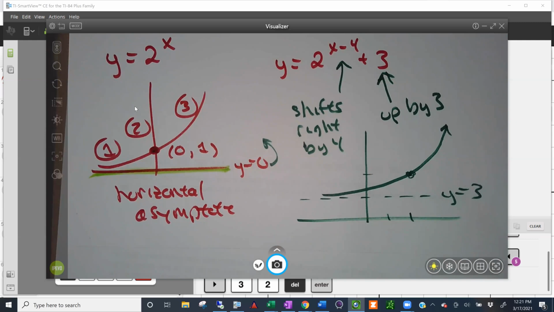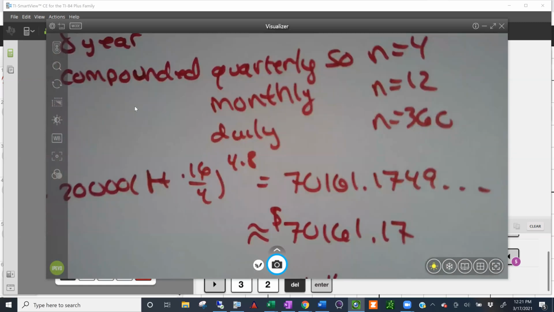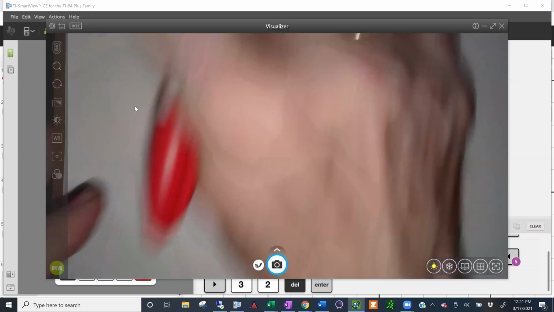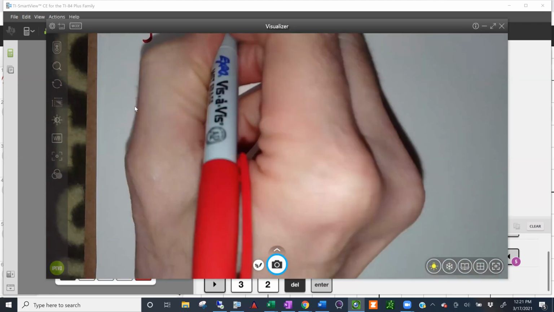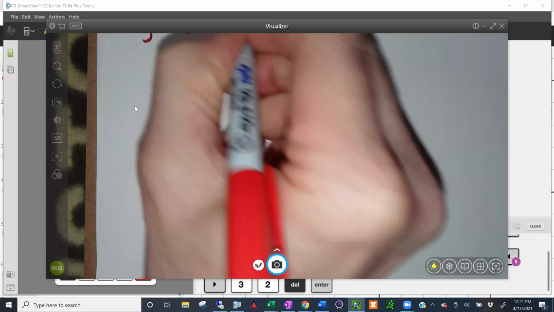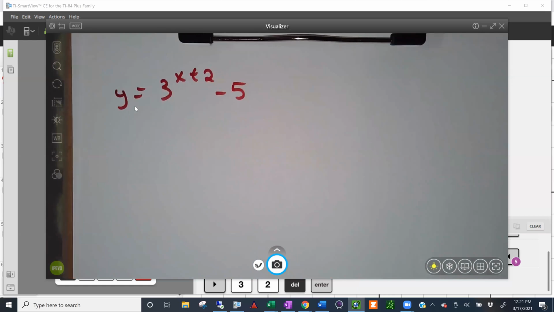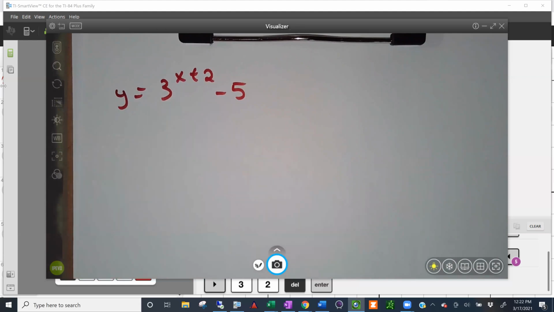Oh, you know, like the ones where I had the pre-made graph of 2 to the x? Yeah, exactly. That's fine. Although quite often, WebAssign is going to be giving you stuff like y equals 3 to the x plus 2 minus 5, stuff like that. And so my graphs are all 2 to the x. The reason I chose 2 to the x is because it was the smallest exponential function that's easy to work with. But we can still work with this one and try to understand its shifting.